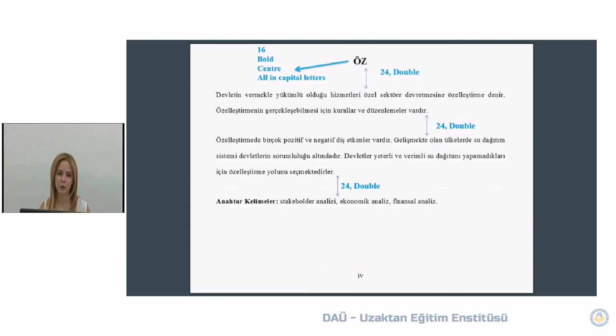The other part is called Öz. Öz is the exact translation of the abstract. Öz as a header, like abstract, is 16 bold, centered, and all in capital. And from the header to the first line, it has 24 and double. In this case, the paragraph spacing is set as 24 and double. Pay attention that whatever your paragraph spacing is, whether it is 24 and double or 0 and double, from your last line to anahtar kelimeler, it should be 24 and double spacing. In this case, anahtar kelimeler we are writing as bold, but we have a space in between.